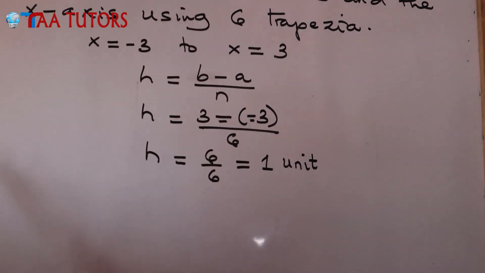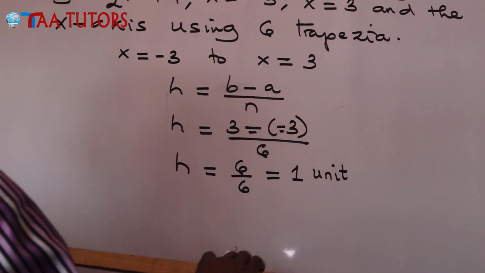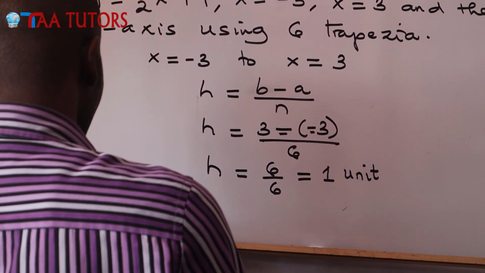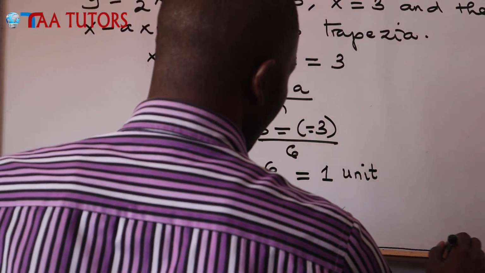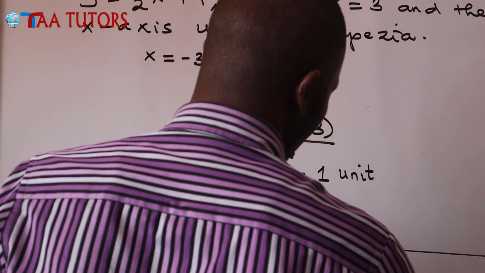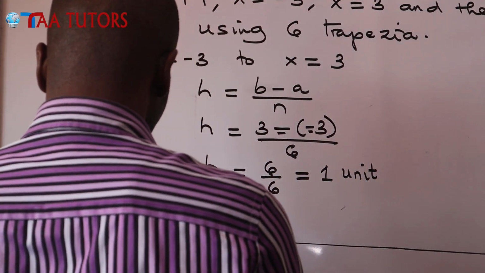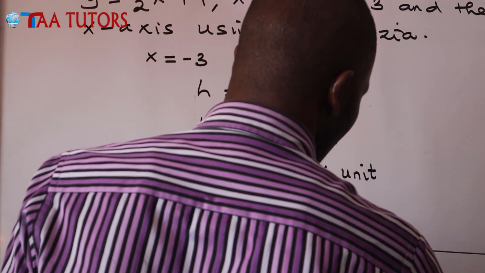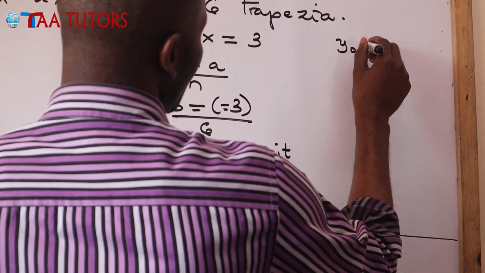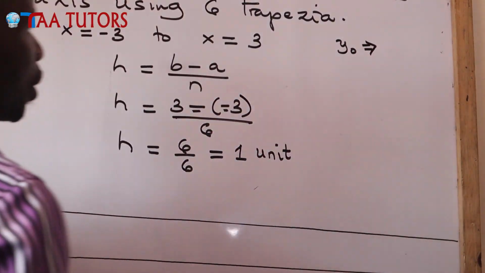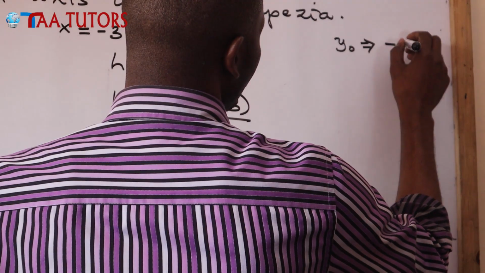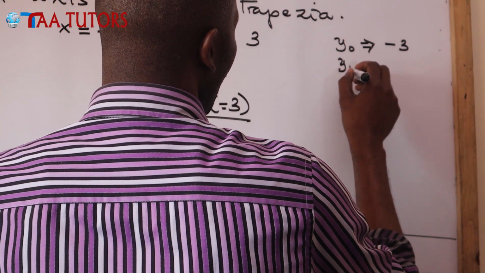Now we know that we have up to 6 trapezia. So if you have 6 trapezia, I should have from y0 to y6. And how do I get these y's? If I have to get y0, the x value of y0 should be the first value of x, which is negative 3. What about y1?